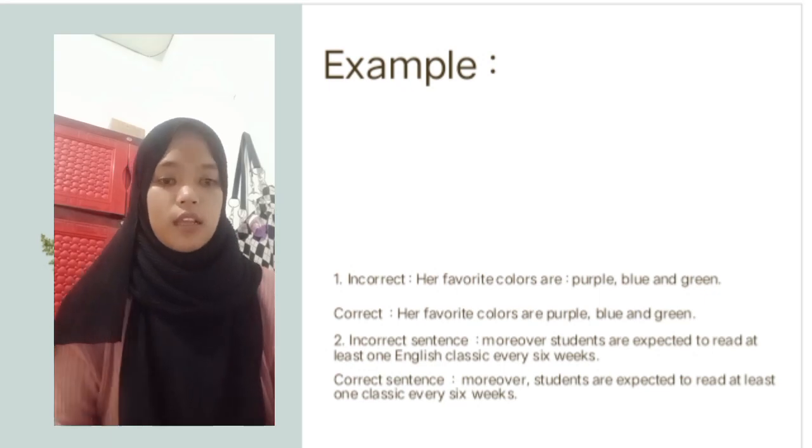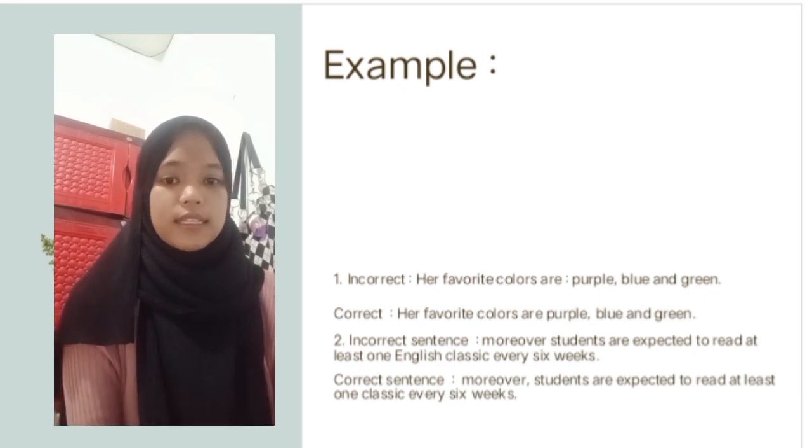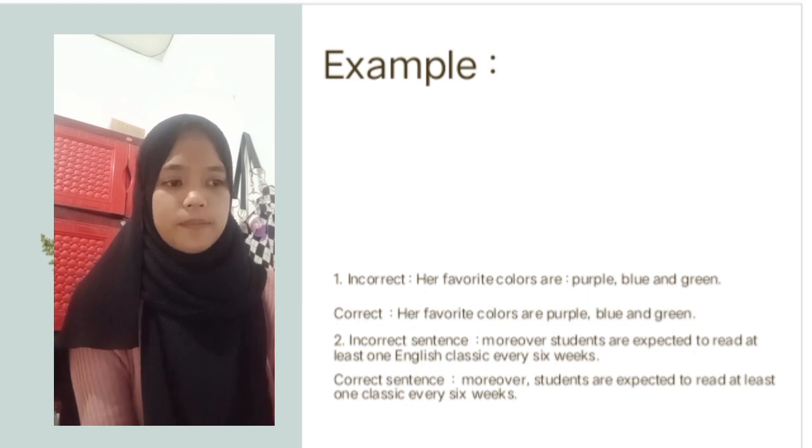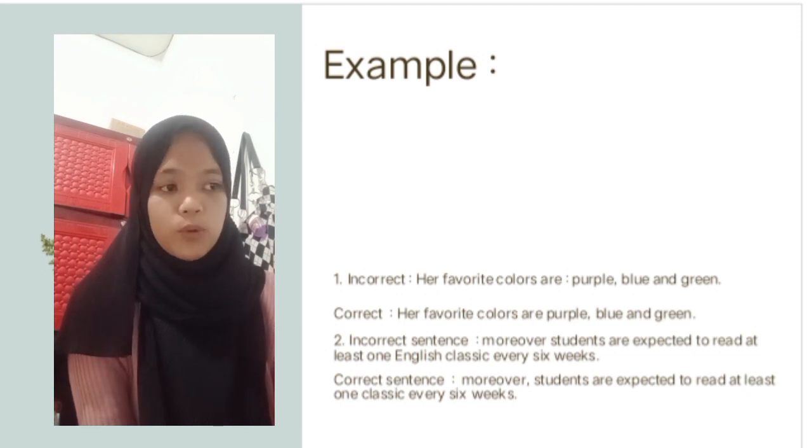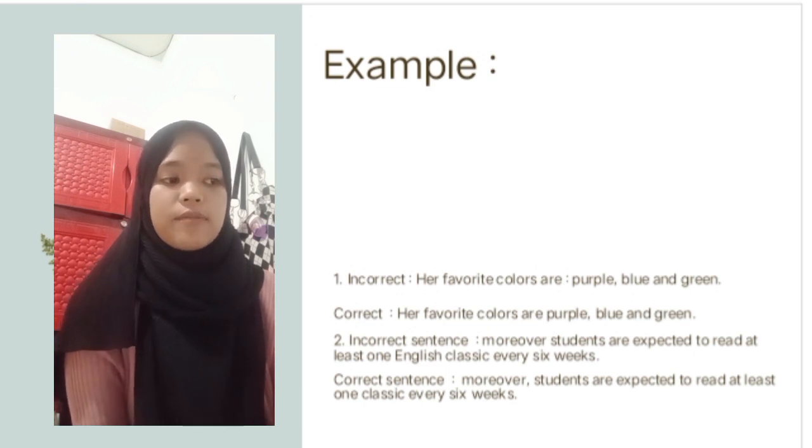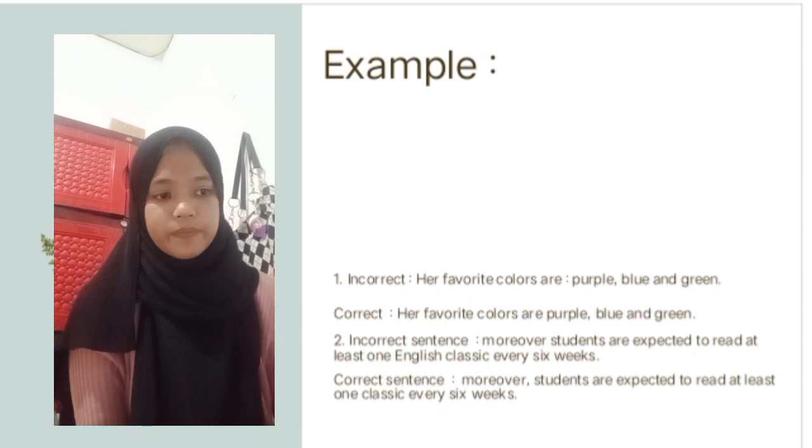Okay, the example of an incorrect sentence and a correct sentence of punctuation. The incorrect sentence: her favorite colors are: purple, blue, and green. The correct sentence is: her favorite colors are purple, blue, and green. A colon is not used if the detail or explanation is part of the complete sentence.